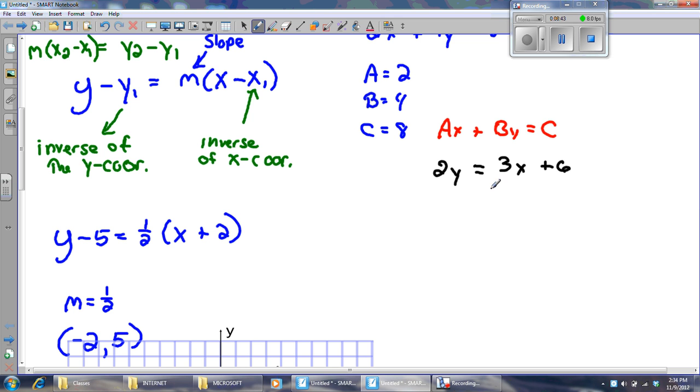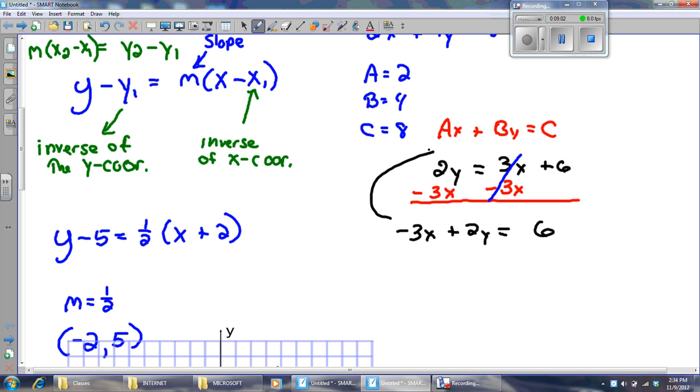Well, I could take away 3x from both sides. And watch what's going to happen. The 3x's will cancel, and I'll get negative 3x plus 2y, and that'll equal 6. This looks a lot like this one, doesn't it? There's the ax term, there's the by term, and there's the c term. The only problem is, remember that a must be greater than 0. And in this case, a is negative 3.